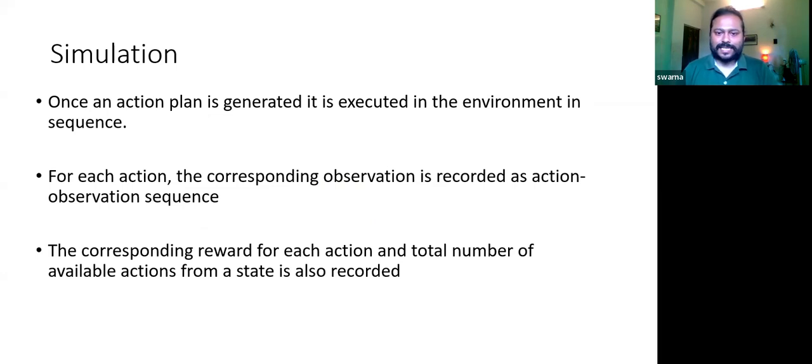So once an action plan is generated, it's executed in the environment. As I said, for each action, the observation is recorded and converted to an action-observation sequence. And the reward is also recorded from the environment whenever it gets some. And the total number of actions available in a certain state is also recorded, because that is used to calculate that K_S term. So all this information we are getting from the environment, the ScienceWorld environment.